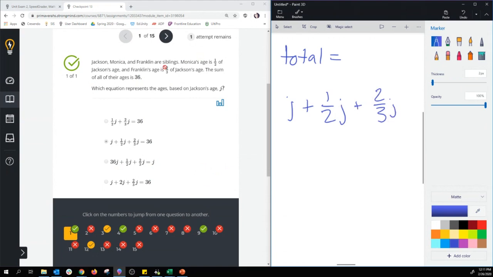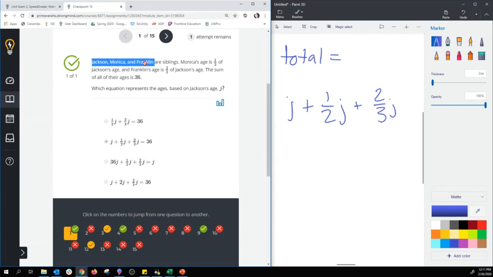Also keep in mind, I'm adding together 3 siblings. So I have 1, 2, 3 people I'm adding together for their ages, so I should have 3 things I'm adding together. This top one can't be it, which means I would want to pick this one here, because this is the only one that has the 1/2 and the 2/3.